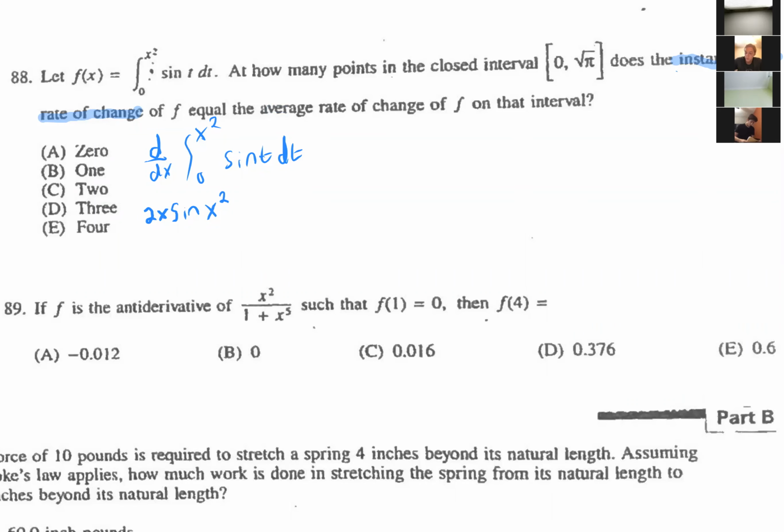Okay, the average rate of change. What that's going to be is y2 minus y1 over x2 minus x1. I'm going to do a little scratch work at the top here. Actually, I'm just going to write it out like this. It's going to be f.